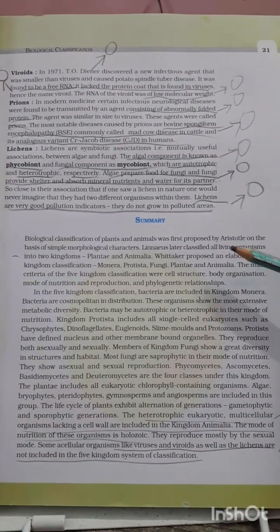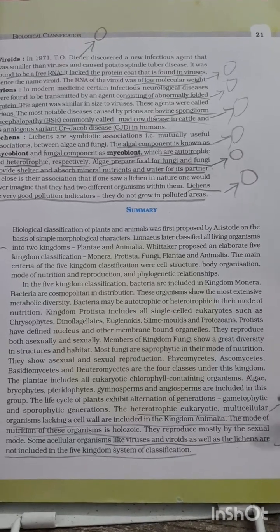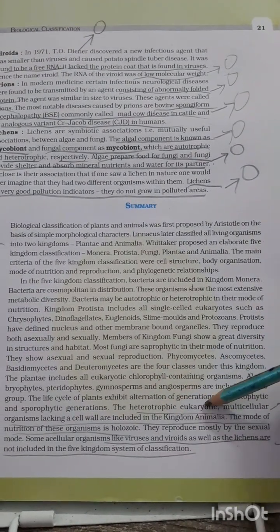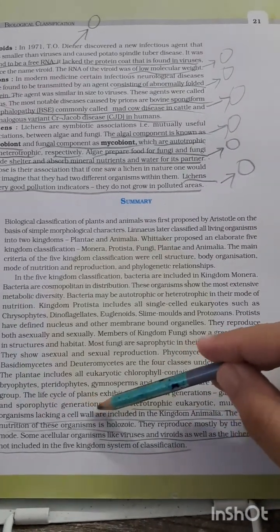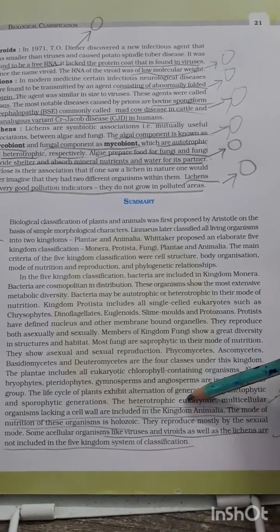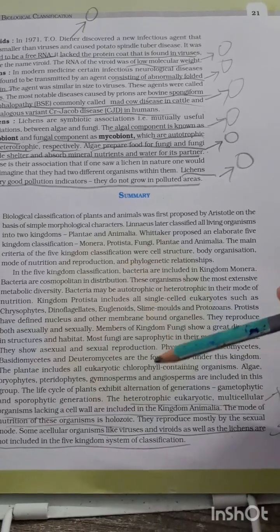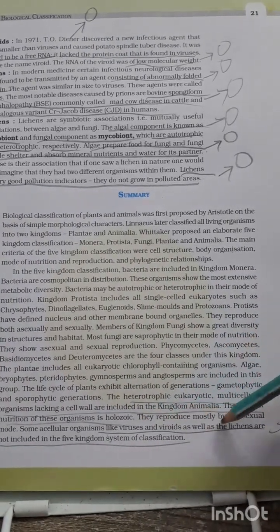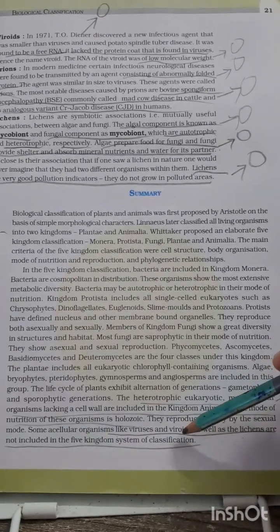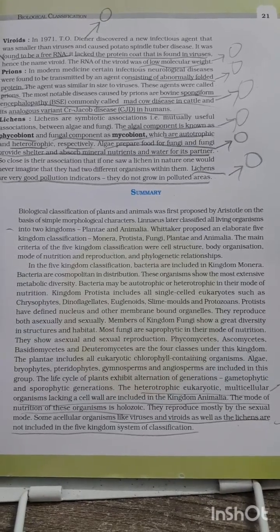Coming to the summary part, this part has been discussed earlier in this chapter, but some important pet questions can be: the heterotrophic eukaryotic multicellular organisms lacking cell walls were included in kingdom Animalia. You have to remember all the characters mentioned in this summary. The mode of nutrition of this organism is holozoic, as I have already told you. And the viruses, viroids, as well as the lichens are not included in the five kingdom classification system, which has been mentioned here very clearly, and you should not get confused answering this question.